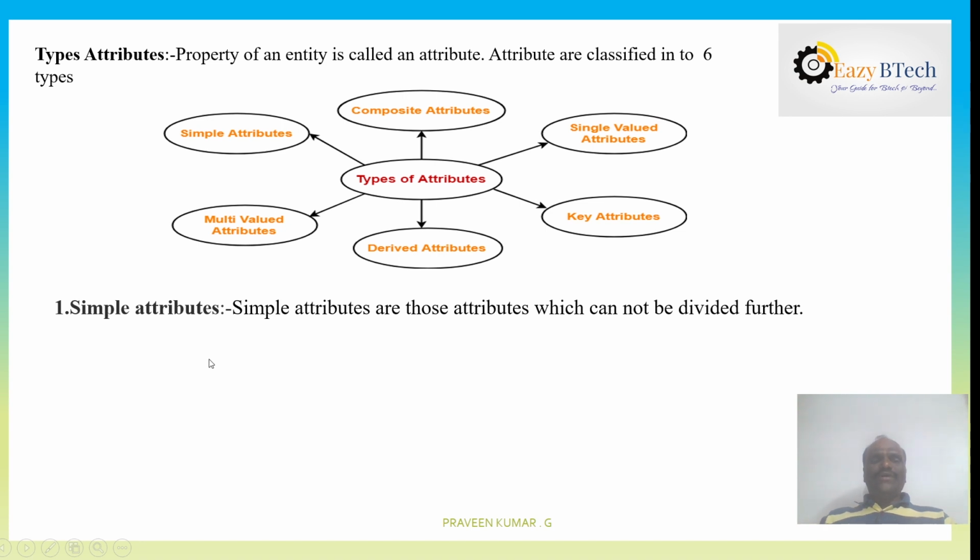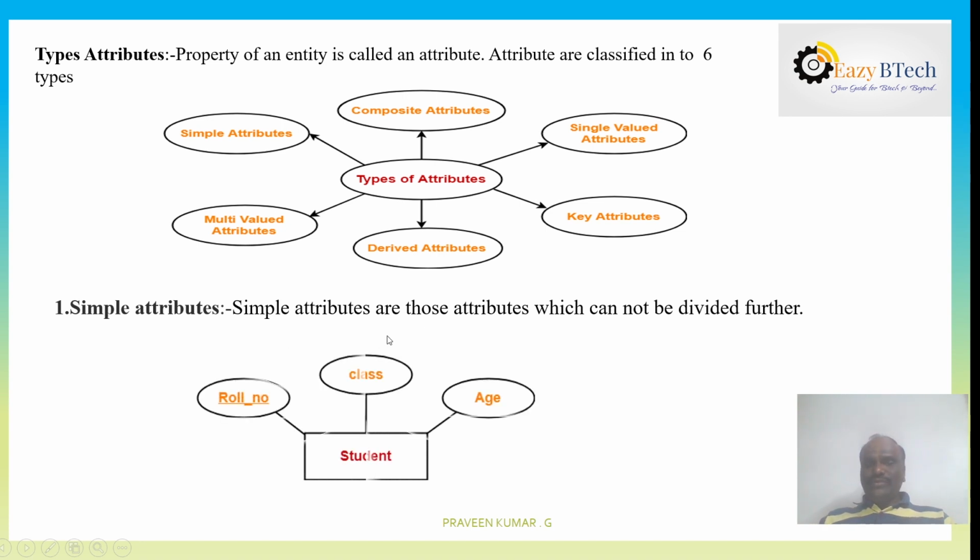Simple attribute. What is a simple attribute? Those attributes which cannot be divided further. Suppose a student has a roll number, class and age. The student roll number is not divided, it is a single value. And class, maybe you are CSC first year or CSC second year, CSC third year or CSC fourth year, or correspondingly any branch.